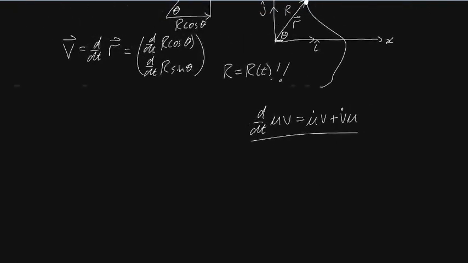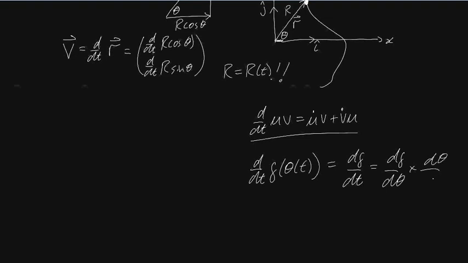Another thing we're going to be using in this video is d/dt of some function of theta, which is a function of time. It's just df/dt, and that's going to be equal to, using the chain rule, df/d theta times d theta/dt. So in other words, we can write that as the differential of f times theta dot.